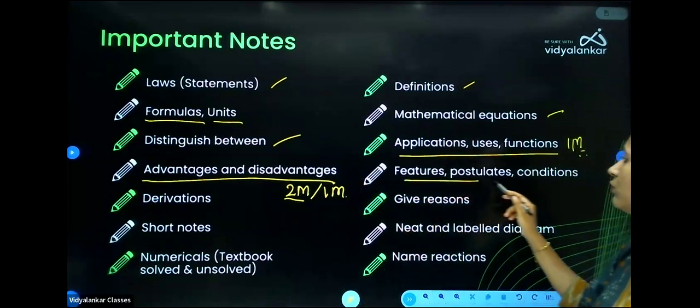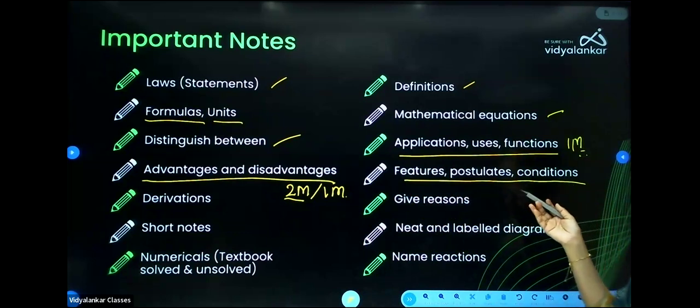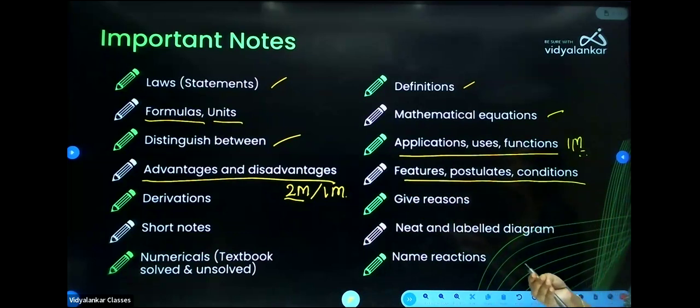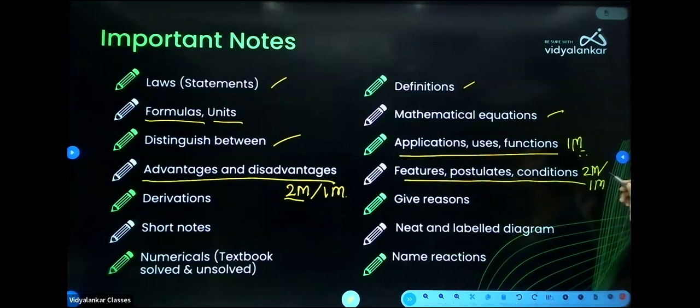Then again, very important, features, postulate, conditions. Conditions are mostly in chemical thermodynamics. Features, postulates are there in coordination chemistry. So do not skip such topics. These are going to help you to score better. Again, such questions can be asked for 2 marks, either for 1 mark. As I said, if it is asked for 2 mark, any 4 points you are expected to write. If it is asked for 1 mark, you are expected to go with any 2 points.